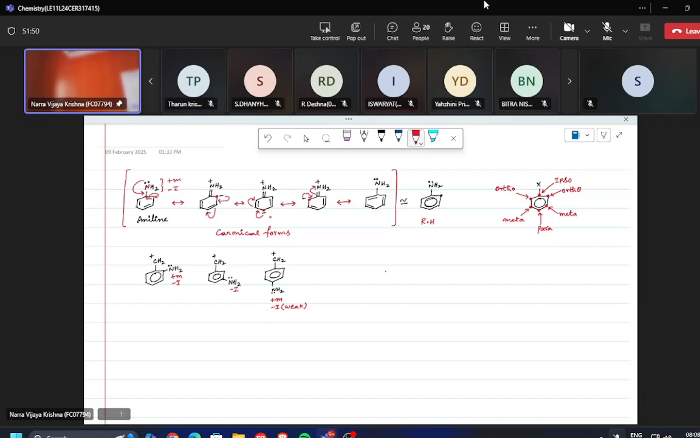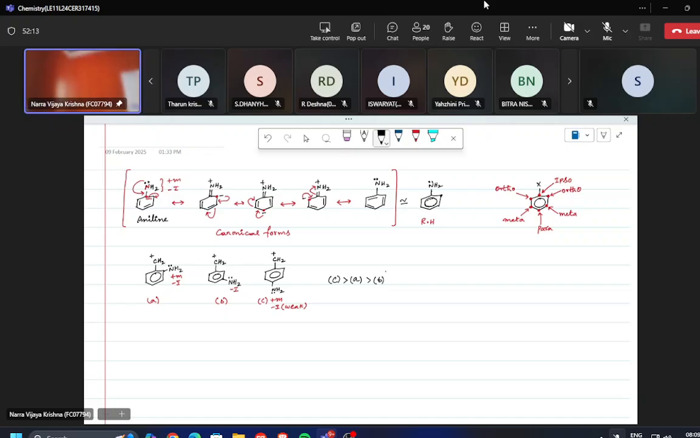Now, among these 3, which is more stable? If I consider them as A, B, C, which is more stable? C is more stable than A, which is more stable than B. Why did I give C?